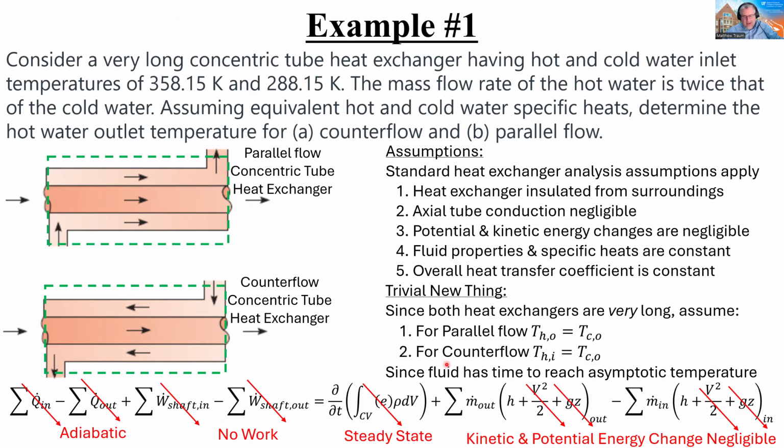Okay, now that we've got that realization, I say here, since fluid has time to reach asymptotic temperature. Yeah, that's what I mean by this. Okay, so we're now going to apply the first law of thermodynamics. We're going to do it for both of these at the same time because the answer comes out the same. So I assumed the heat exchanger is insulated, so I have no heat transfer from the environment into either one of my heat exchangers. So Q in, Q out are zero. I have no shaft work, nothing crossing the system boundary that's turning, no electricity coming in. So shaft work out is zero.